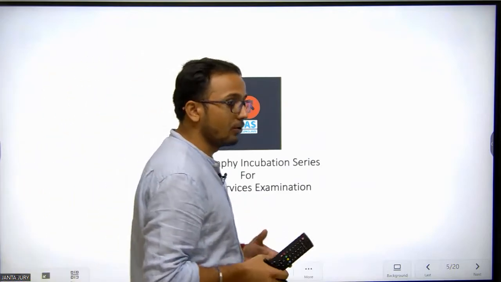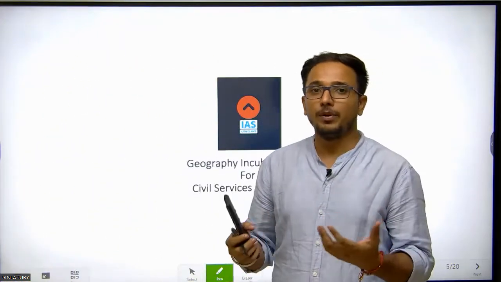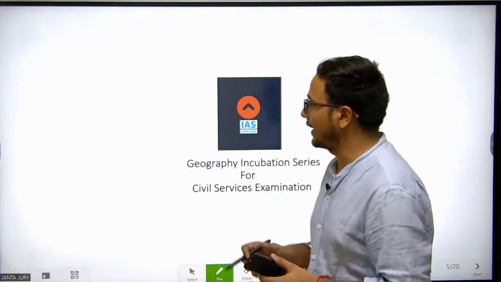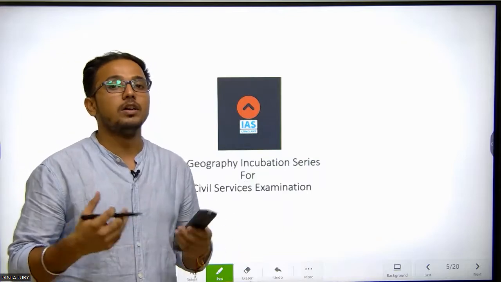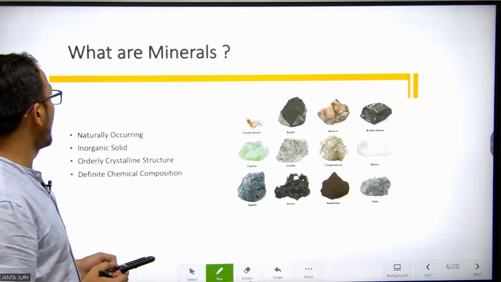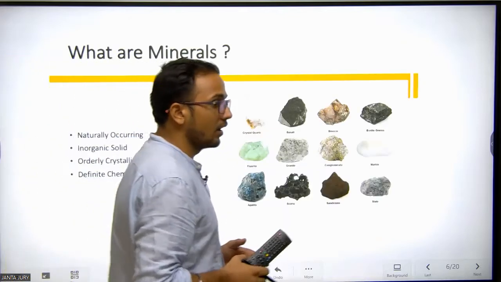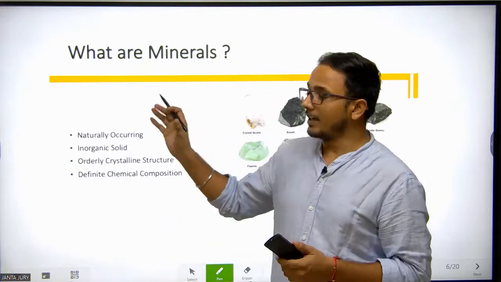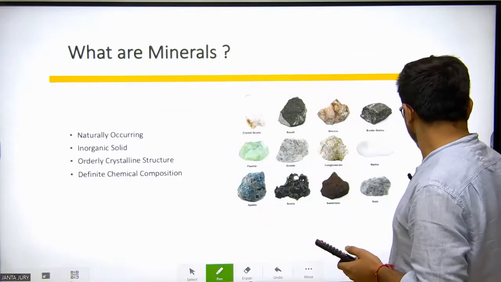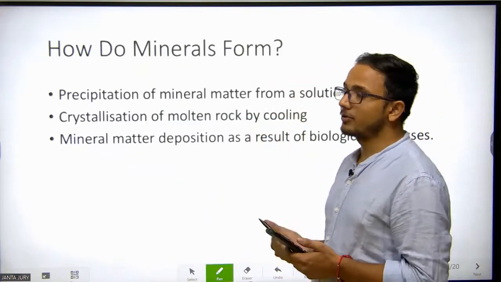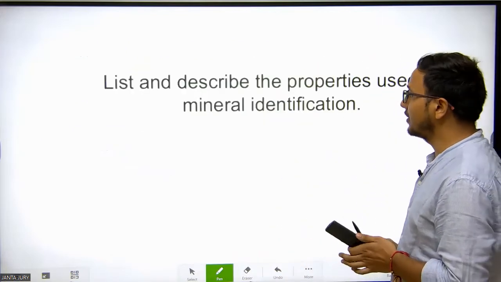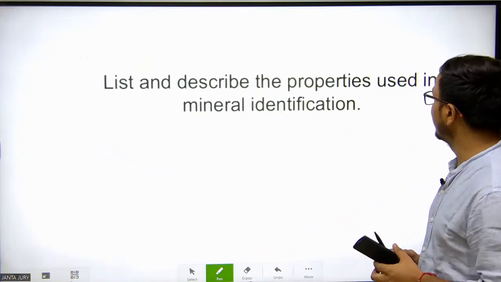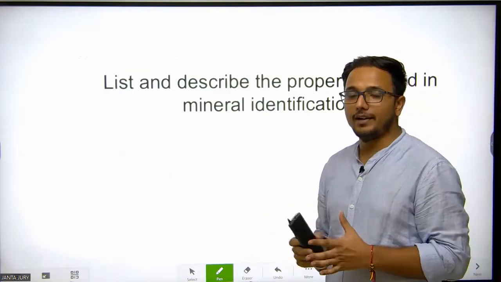This is especially for those students who are willing to prepare but are somewhere lacking the basics and fundamentals of preparation. So in this series, we will cover the basics of geography. We have already covered what minerals are and how minerals form. Now we are looking at the list and description of the properties used in mineral identification.